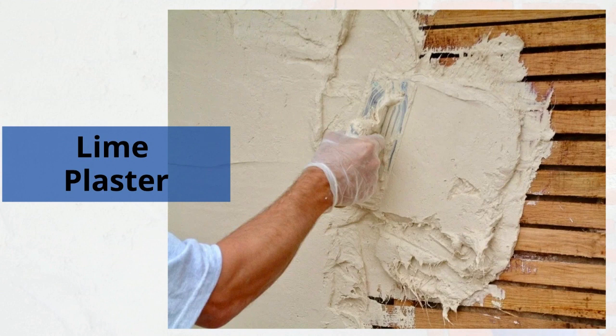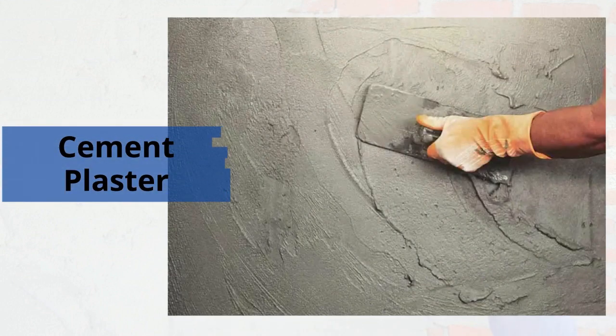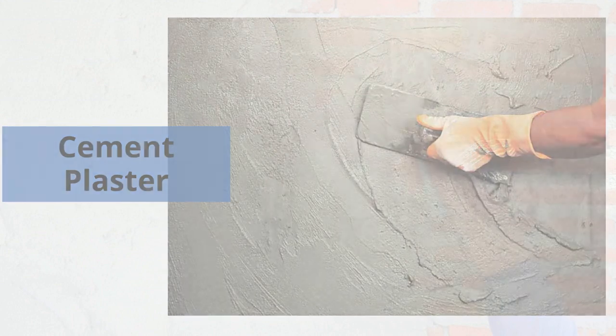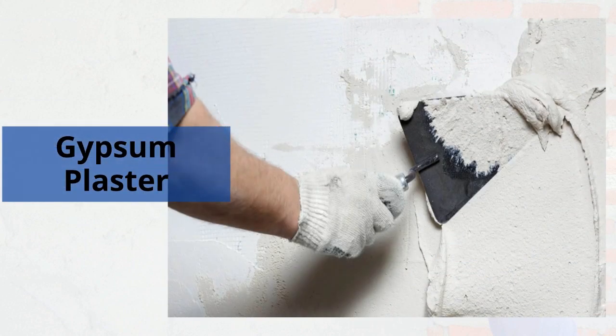Lime plaster is a type of plaster composed of hydrated lime, sand and water. Cement plaster is made by mixing Portland cement, sand and water. Gypsum plaster is made from gypsum and is also known as plaster of Paris.